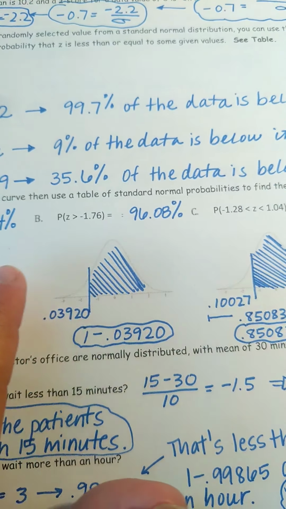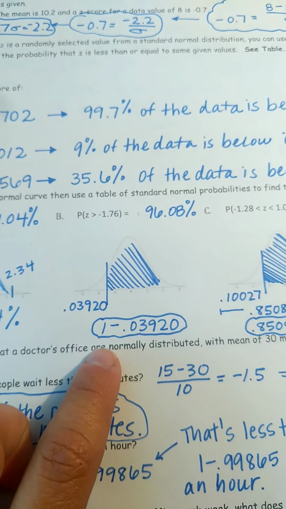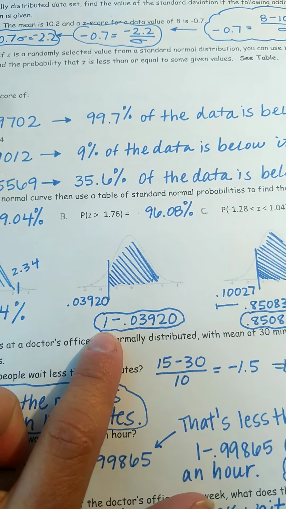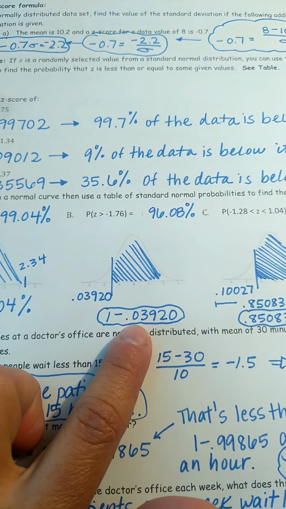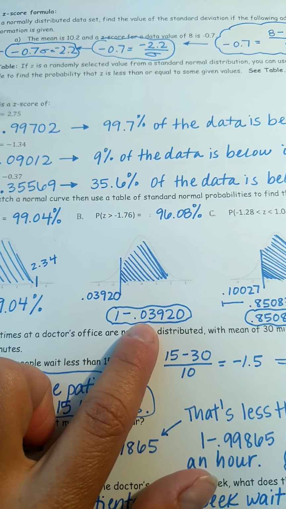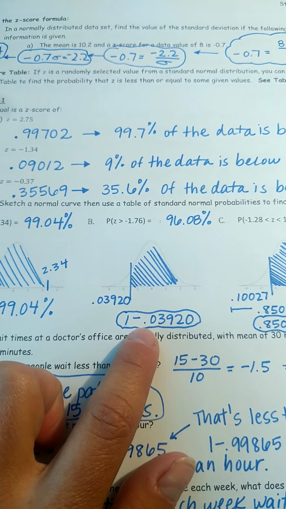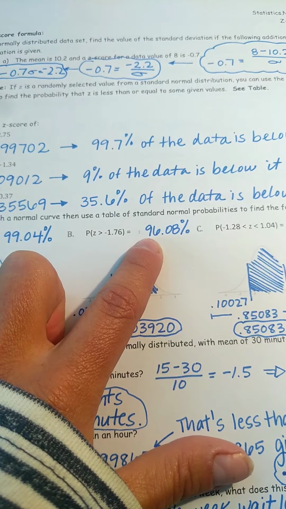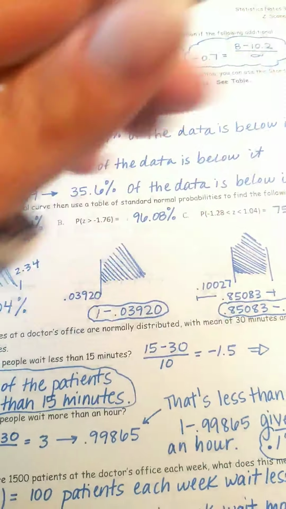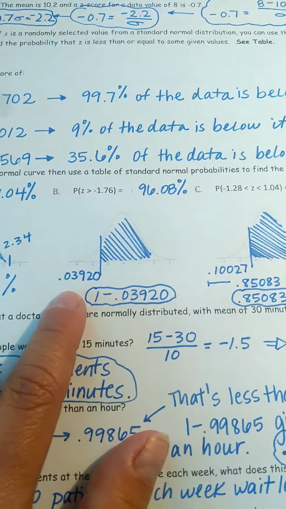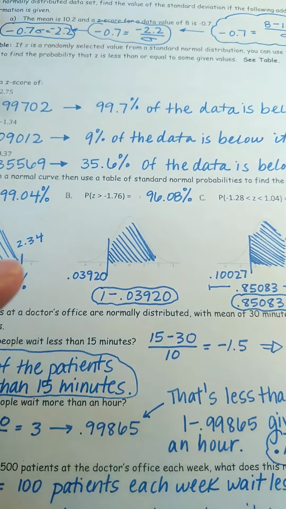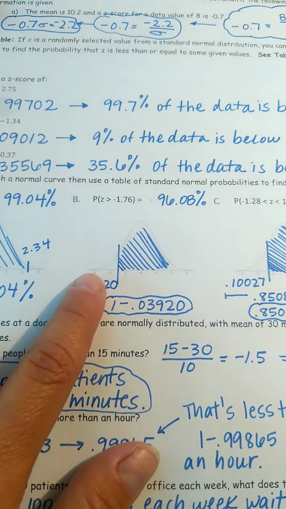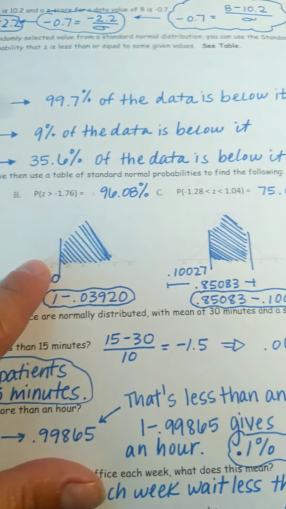That it always gives us this side. So if we want above, we have to take 1, because it's always out of one whole, and subtract that 0.03920, okay? And I would get 0.96 something. And so I move the decimal twice and I say, okay, 96.08% is above that z-score, okay? But remember, that standard normal table always gives us below, so we have to think about what we want.